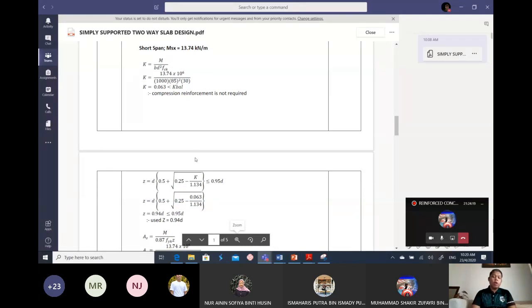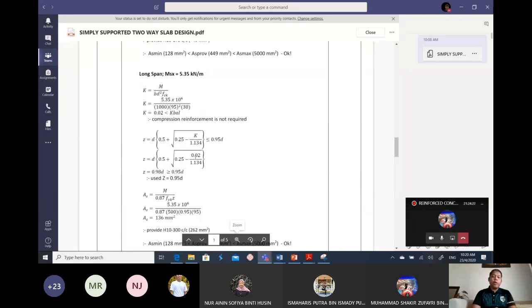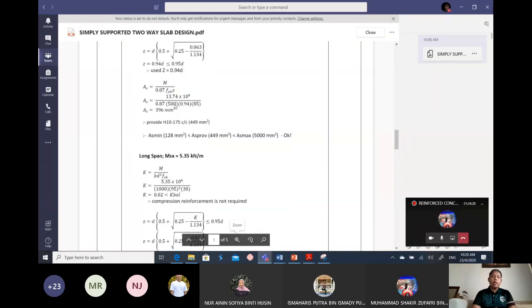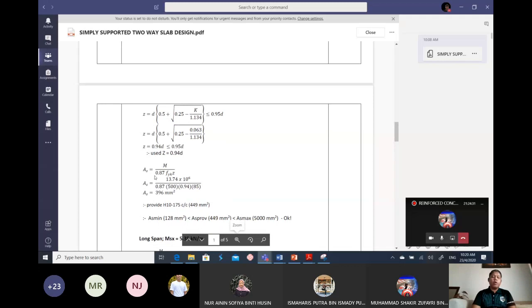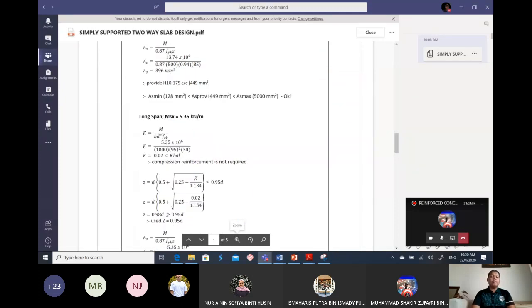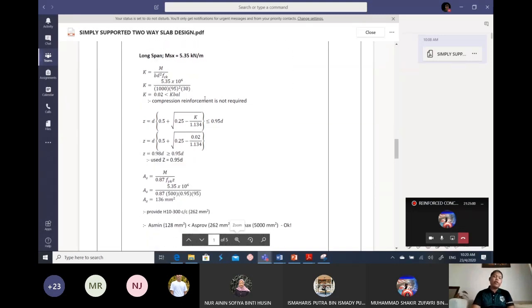So for long span, we use dy as the value here. So you have to remember this. The answer for the short span is AS equal to 396 millimeter squared, which is the required AS tensile reinforcement. Therefore, I provide #10 175 center to center, which is 449 millimeter squared. So the AS provided is in between AS minimum and also AS maximum. Then we do the same process for long span.